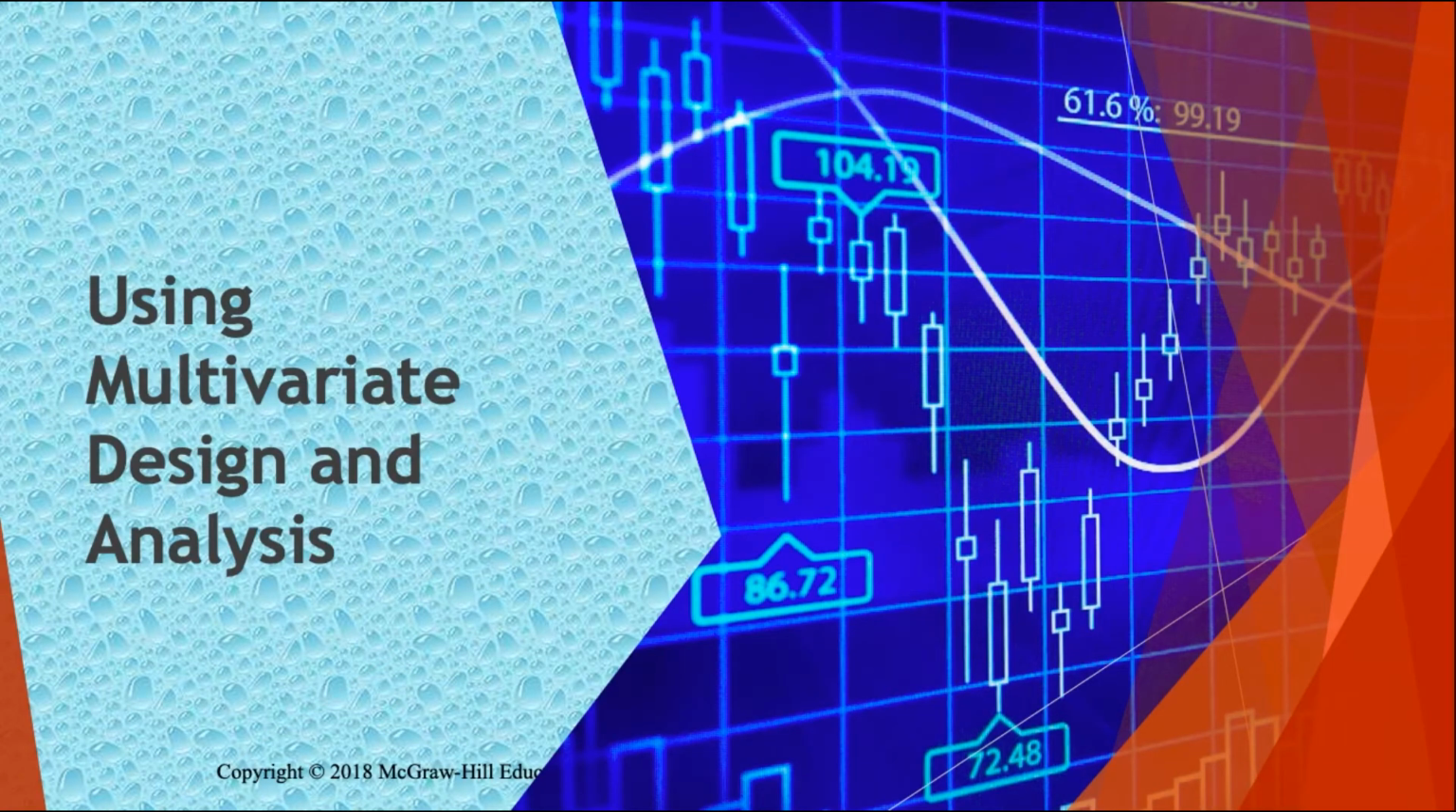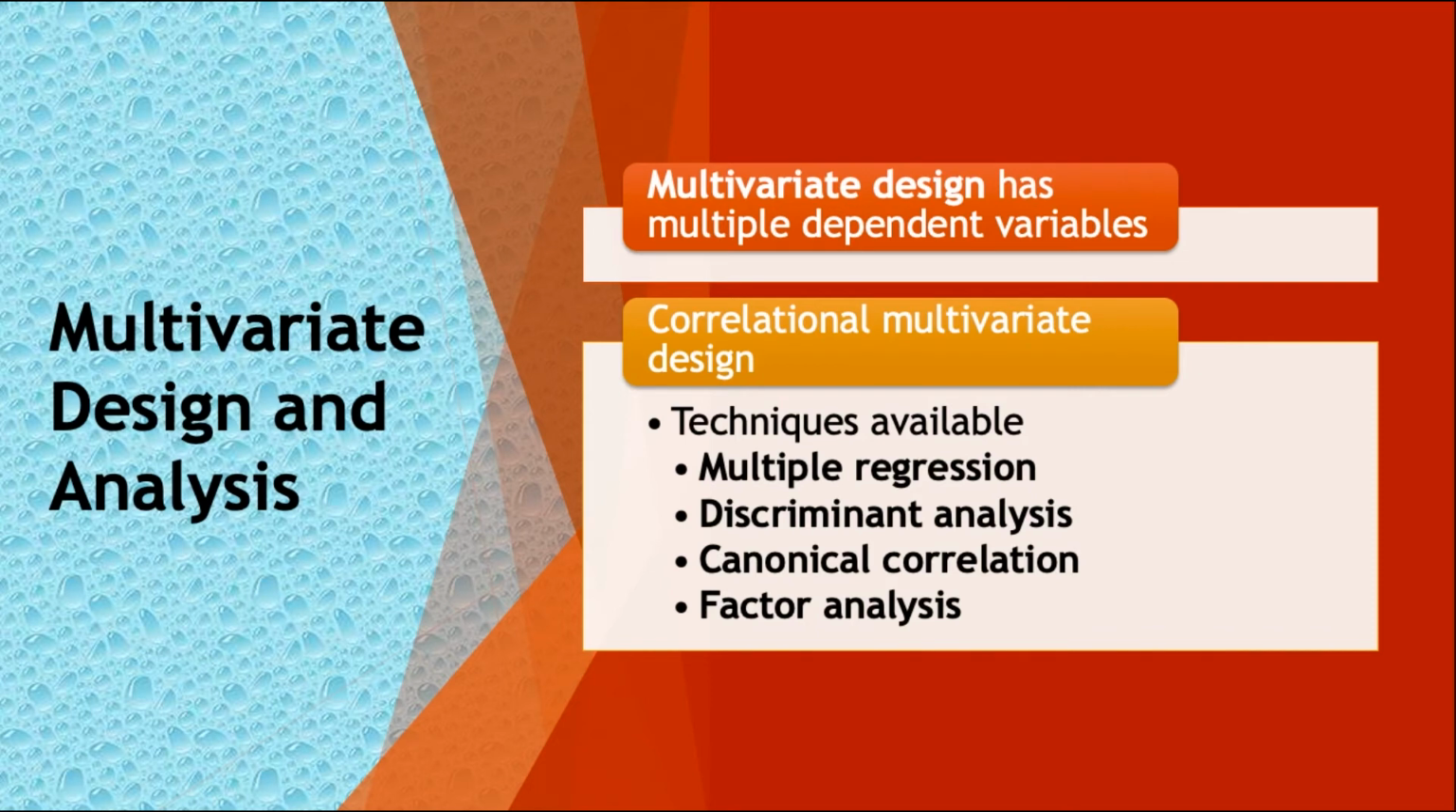So now we talk about using multivariate design and analysis. During the discussion of experimental and non-experimental design, we assumed a univariate strategy, meaning only one dependent variable was included, or multiple dependent variables were analyzed in separate and subsequent analyses. Although many research questions can be addressed with a univariate strategy, others are best addressed by considering dependent variables together in a single analysis. A multivariate strategy includes two or more dependent measurements in a single analysis.